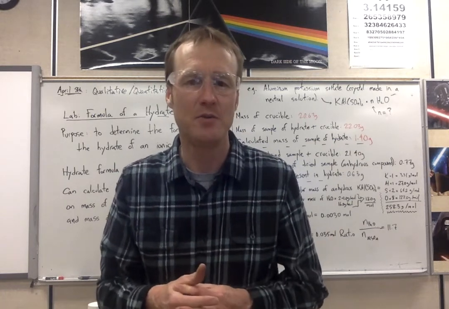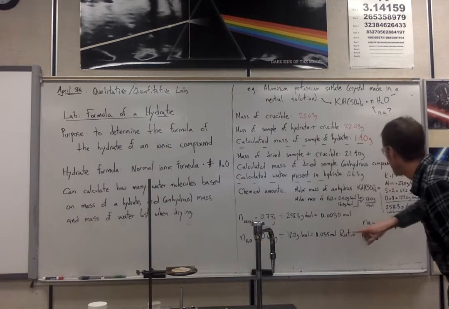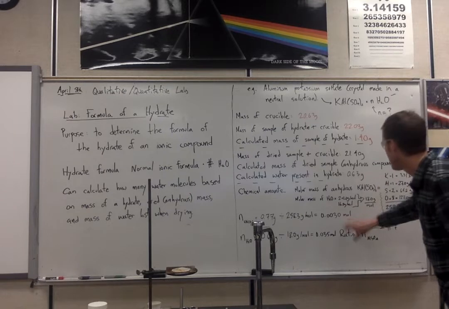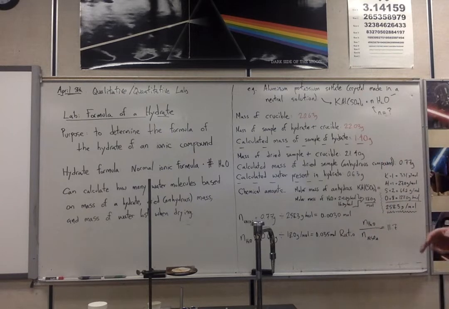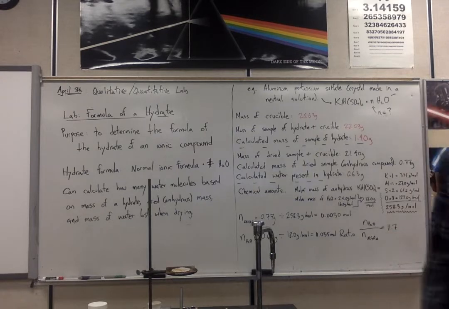That is how you need to do it, though. You take your number of moles of water that you get, divide that by the number of moles of your anhydrate, and that'll give you your ratio. I got 11.7.